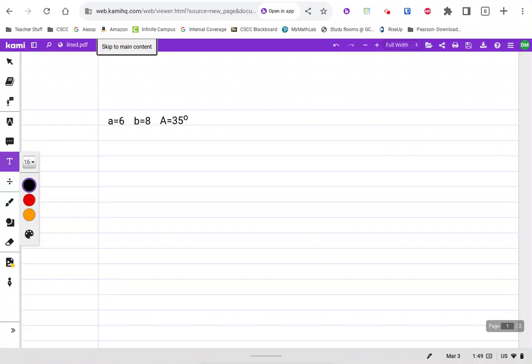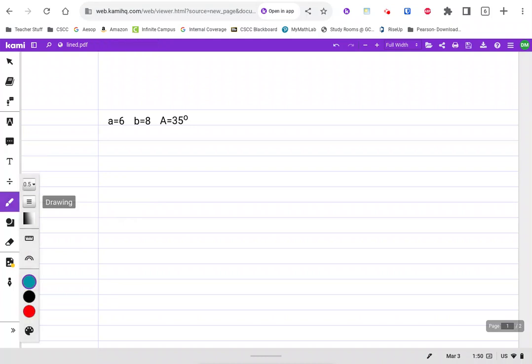All right, so I am given side A and side B. I'm actually going to draw this one a little bit differently so you can see what happens when we kick it out.